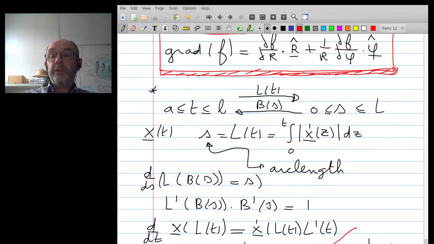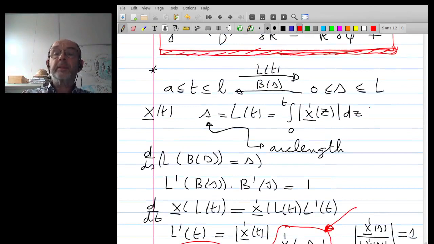This is not so good. I could have done better than what I've written down here. But it's just to see that by parameterizing by your arc length, the velocity vector will always have length 1.